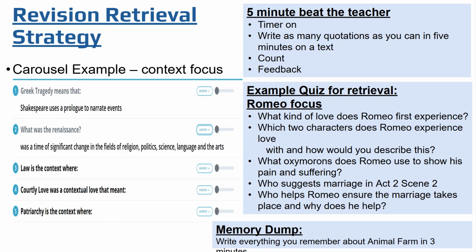Then we would have, as I said about the quiz for retrieval, this one is focused on Romeo. And then when we were doing the feedback, I would elaborate on the information that they're giving. So there would be lots and lots of teacher talk to reinforce knowledge. And then the memory dump, I would circulate and have a look at how people were getting on. I might choose 1 or 2 students to read out exactly what they had, and then ask people to add on to that as well.